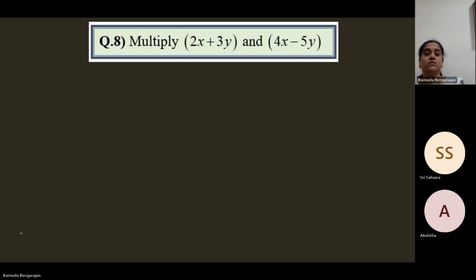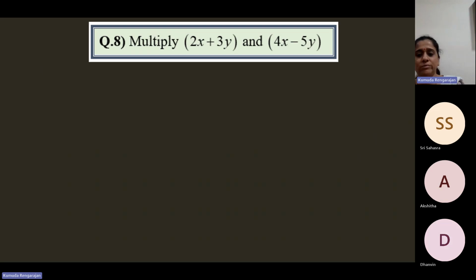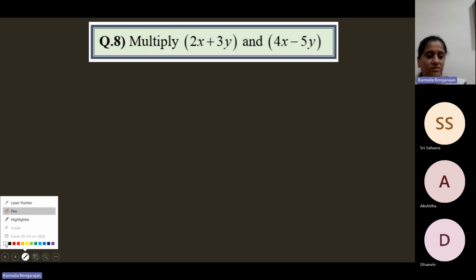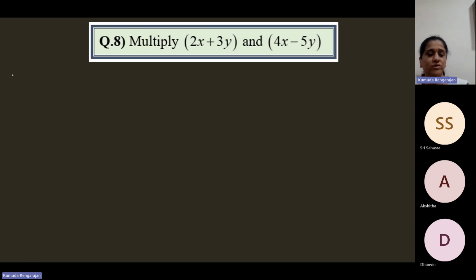Now, let's learn how to multiply a binomial with another binomial. 2 terms into 2 terms. Multiplying a binomial with a binomial. 8x, 8x. Okay. 8x plus minus 8x minus 50. Maybe the next one you can say.